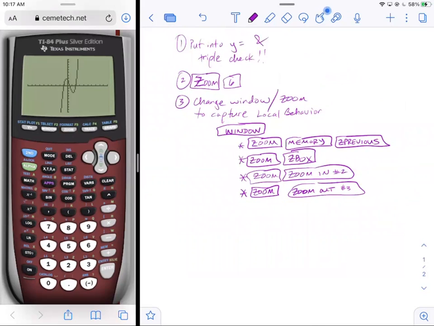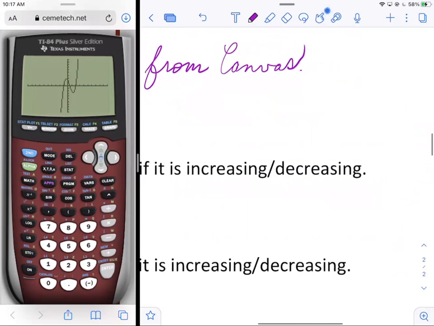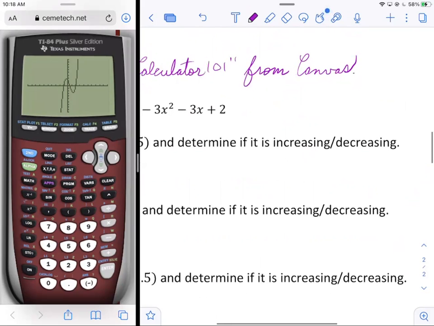Okay. So now that I know that I've got all the local behavior captured, let's go ahead and answer the question. On a calculator portion, you need to write the notation. You need to have it written down. It says find f of 2.5 and determine if it is increasing or decreasing. Now, truth be told, Mrs. Lincoln typed this up and she typed it up very quickly.